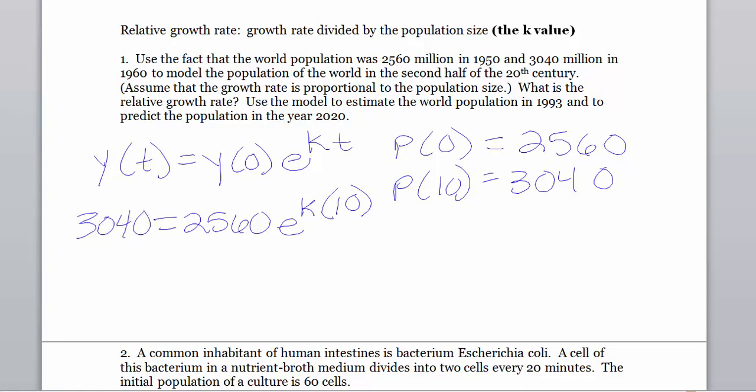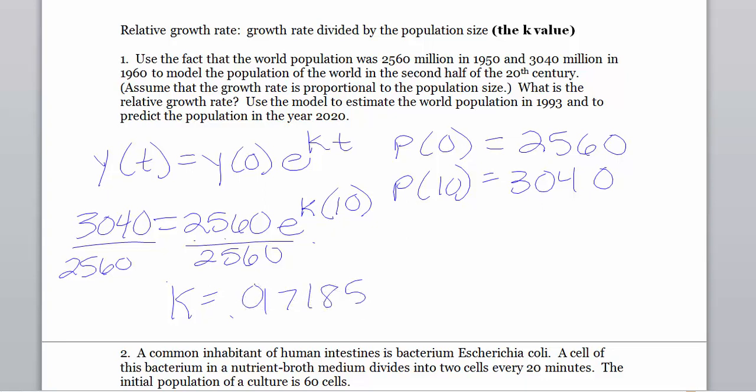Okay, and now if I solve this, I can get my k value. So divide both sides by 2,560. I don't think I need to do this algebra. Some of you are going to say, how did I get that? And then I would take natural log of both sides, and then I would divide by 10, and I get 0.017185. Okay, so that is my growth rate. So in terms of a percentage, it would be 1.7%. So the population is growing at 1.7%.